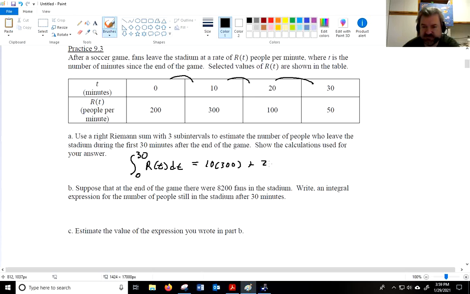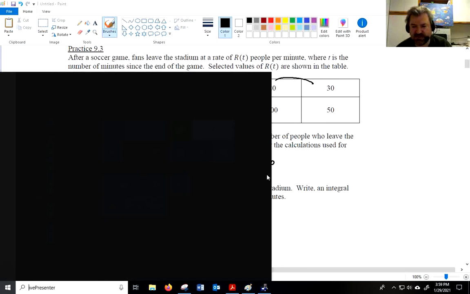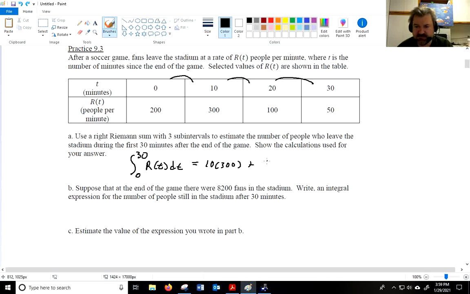This rectangle here is a width of 10 again. Ooh, I almost put 20. 10, again, with a height of 100. And this one here is a width of 10 with a height of 50.